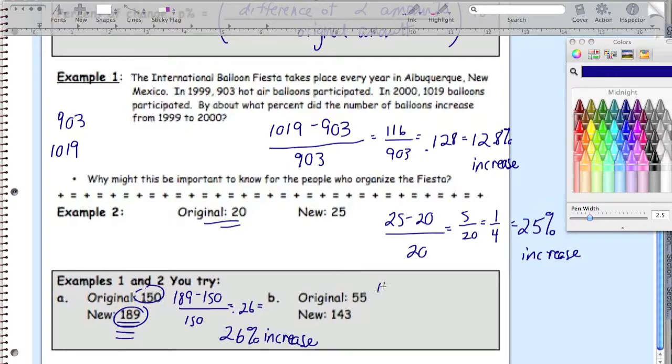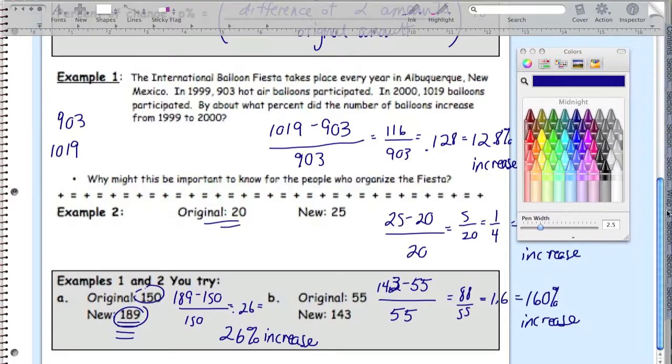Part B, I'm going to subtract the two, 143 minus 55, and then divide by the original, which is 55. So I get 88 over 55, which is 1.6, or 160% increase. Some people ask, how can it be over 100%? That's because it more than doubled, and so that's why it's over 100%.